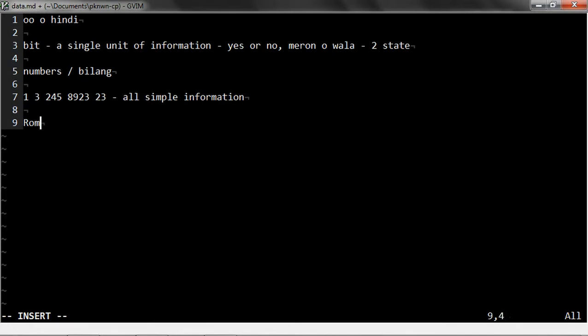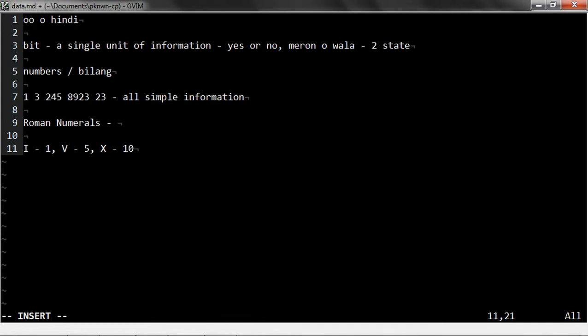First is yung Roman. Sa Roman numerals, meron kang letter na nagko-correspond sa number. So, I is 1, V is equal to 5, X is equal to 10, then so on. L is equal to 50 and so on.